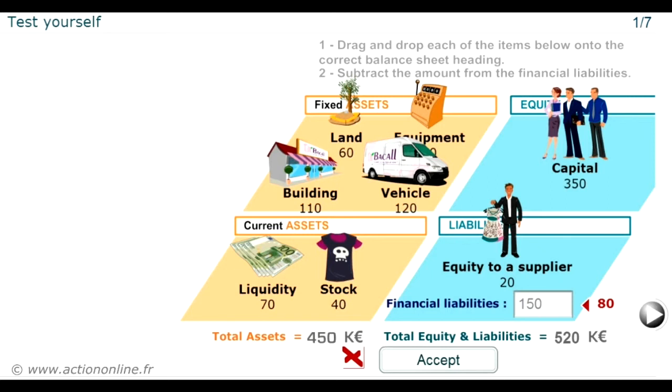Here is the correction. Remember where each of the assets and liabilities items go. And remember that the balance sheet must be balanced at all times, that is to say that the asset amount must equal the liability amount.